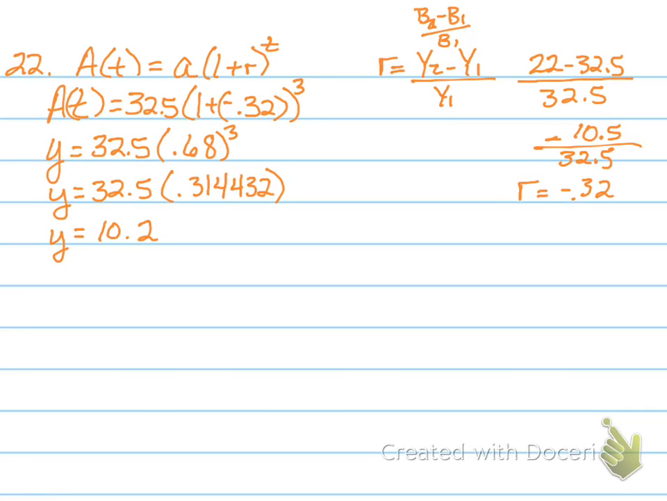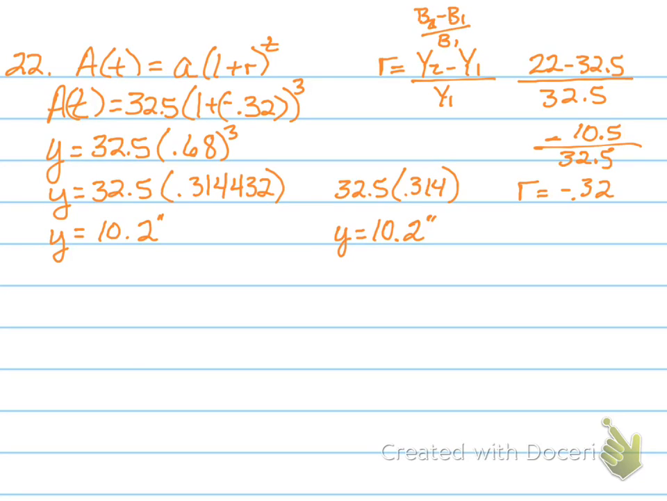Now, if we were to round that to 3 decimal places and do 32.5 times 0.314, 32.5 times 0.314 would give me, again, y would be 10.2 inches. It's off just by a fraction of an inch. Okay. All right.